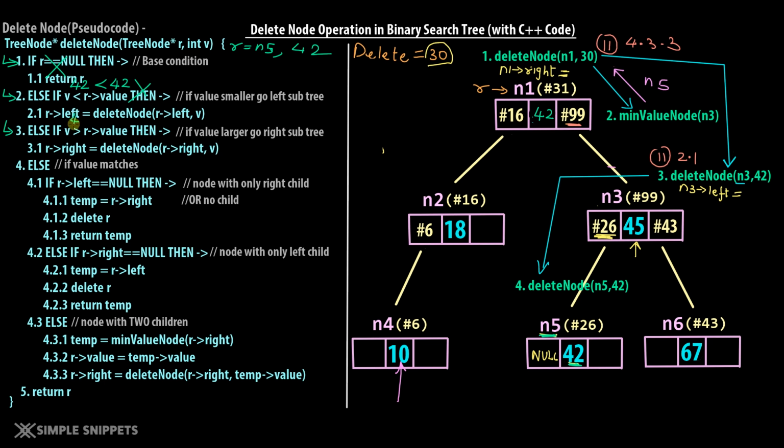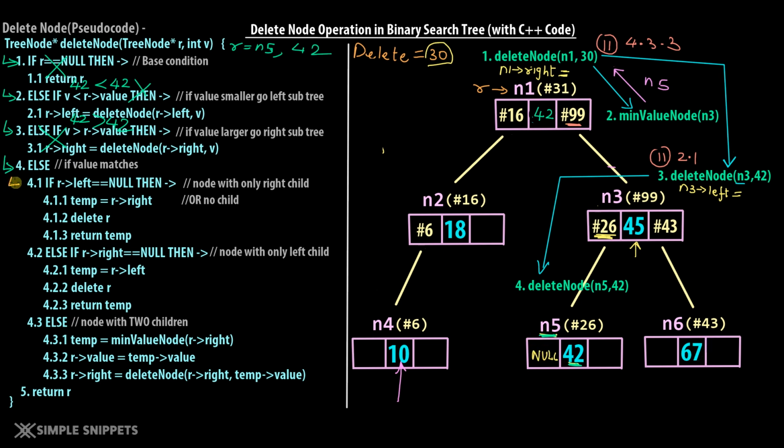Step 3, V should be greater than R of value. Is 42 greater than 42? No. So now we will go inside step 4, and we have determined that the node to be deleted is n5. Hence we are going in the else part. And now we have to determine whether this is a leaf node or not, or it is a node with a single child or double child.